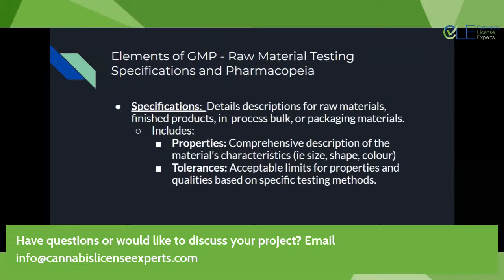Okay, raw material testing, specifications and pharmacopoeia. Specifications are details and descriptions for raw materials, finished products, process bulk or packaging materials. And this includes your properties, the comprehensive description of the material's characteristics, i.e. size, shape, and color, and tolerances. What are the acceptable limits for properties and qualities based on the specific testing methods?